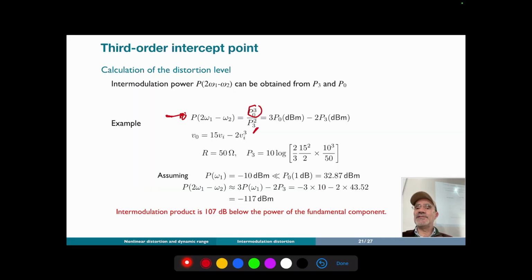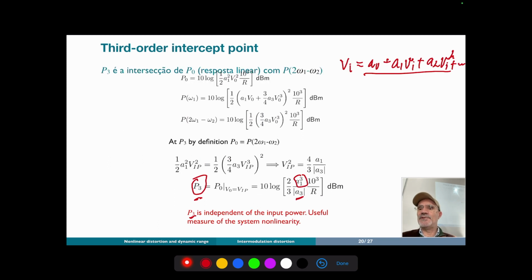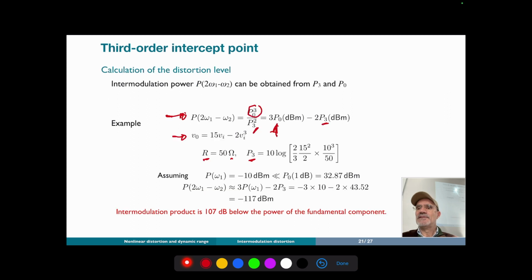So this equation tells us that if we know the linear response of the amplifier, and if we know the third order intersect point, we can obtain the amount of power at the third order intermodulation product. For example, assuming again the previous example where the Taylor series expansion was given by this result, and assuming a resistance of 50 ohm, we calculate the third order intersect point from this equation here in dBm.